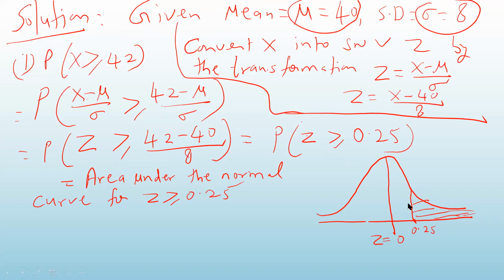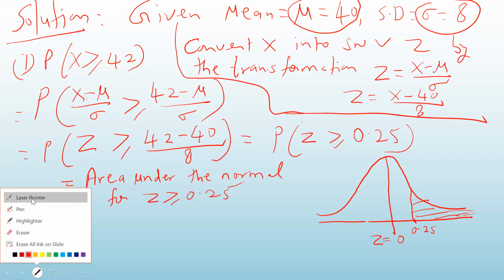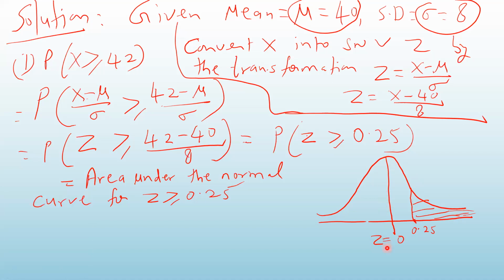Okay. Now how will you find this area? You see here, z equal to 0 is the line of symmetry. As you know, if it is the line of symmetry and the total area is 1, then the entire area to the right side of z equal to 0 is 0.5. Okay, so if somehow you know this area, then if you subtract it from 0.5, you will get the area after 0.25. So let us see what I'm writing here.